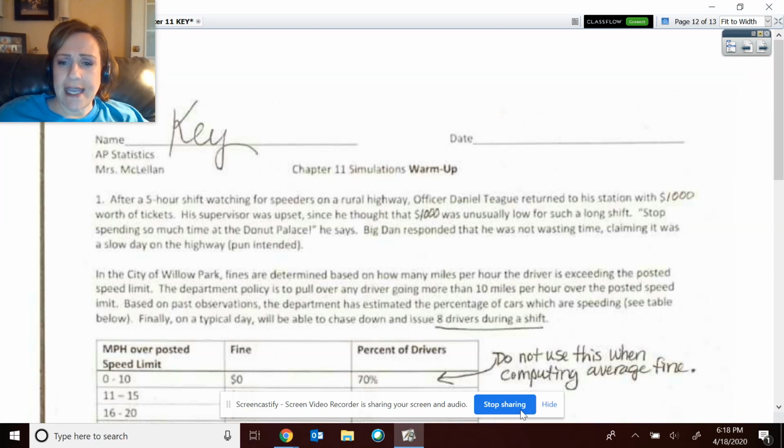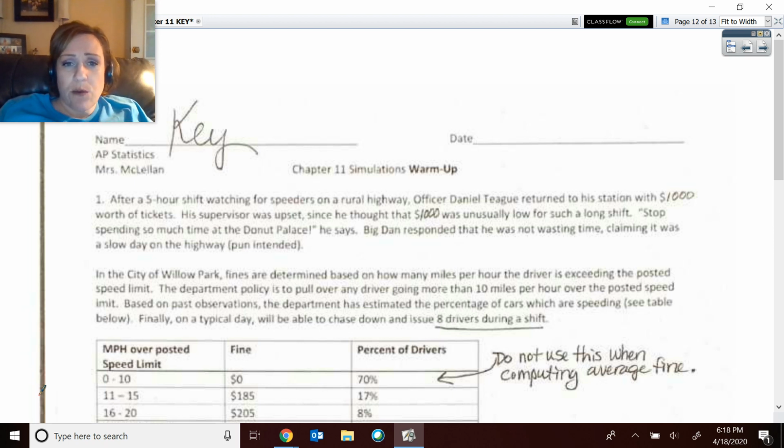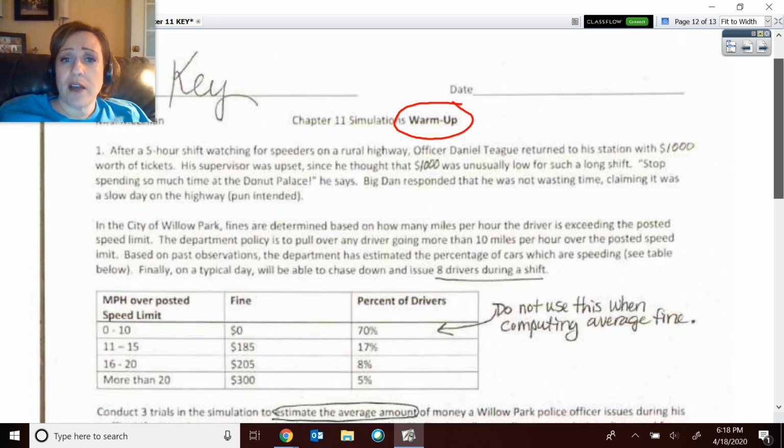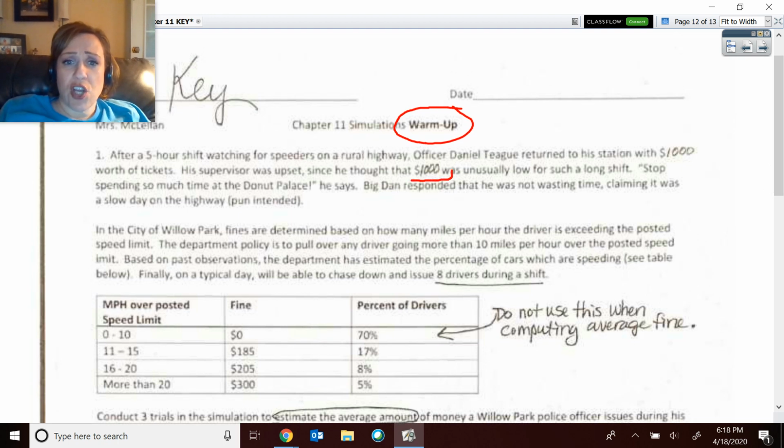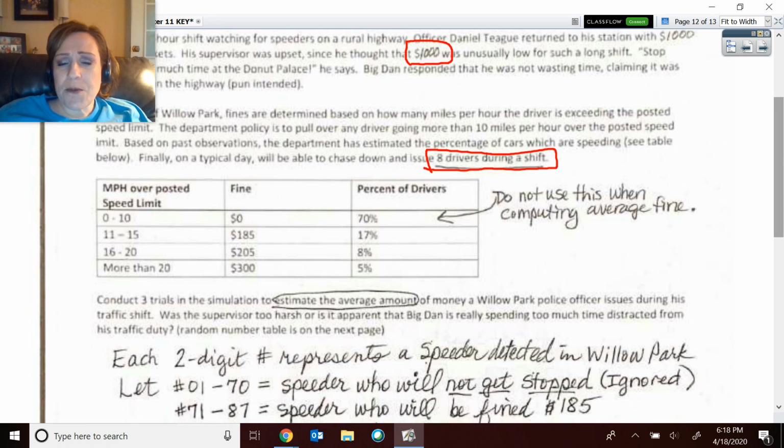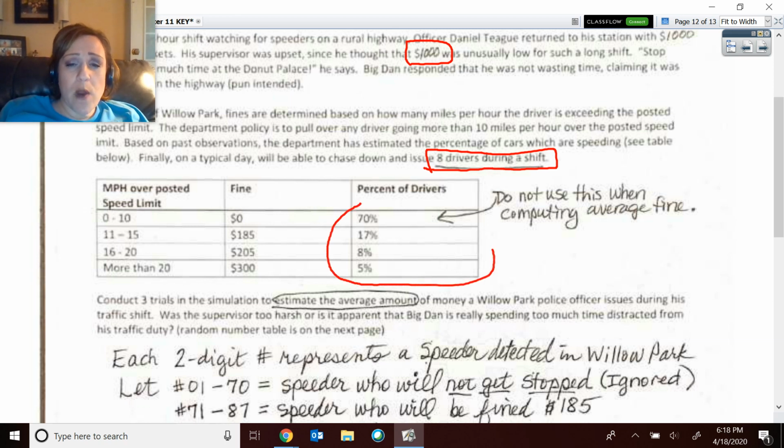All right, we're going to go ahead and do our last key video of going over last week's simulations, and we'll go over this warm-up. So in our first problem, we're talking about this particular officer who got $1,000 in tickets when he got off of his shift. He should be looking at about 8 drivers, or stopping about 8 drivers to get tickets. All right. So then we have this situation where we've got these rates associated with these fines right here.